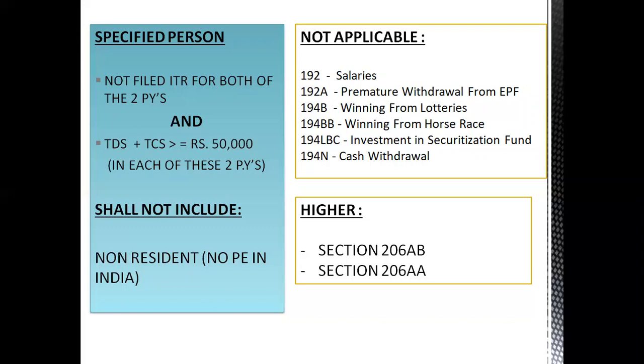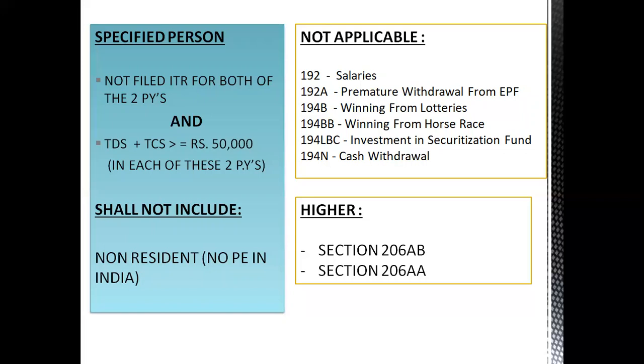Now, the main objective of bringing in this section is to penalize with a high rate of TDS those who don't file income tax return despite being liable to file. By introduction of higher TDS, the government wants more and more people to file ITR and at least claim this TDS so deducted. There is a lot of responsibility on the deductor to check the satisfaction of two conditions while deducting TDS under Section 206AB.